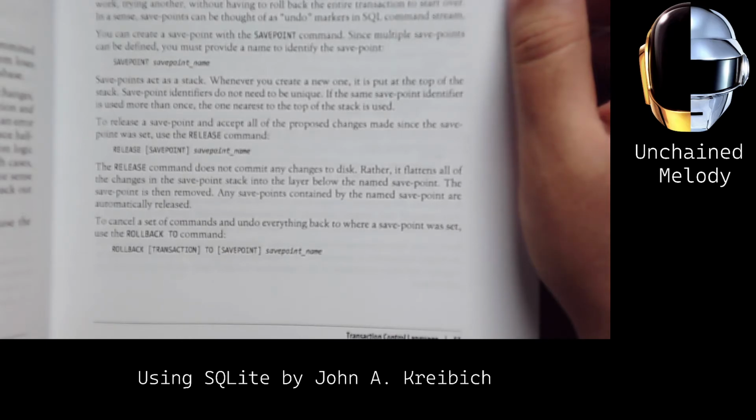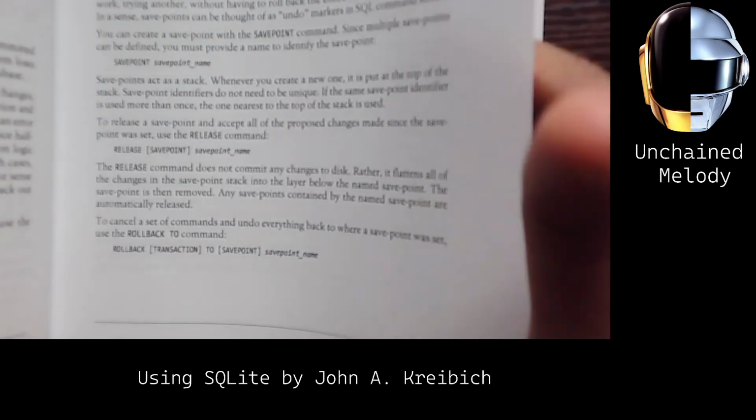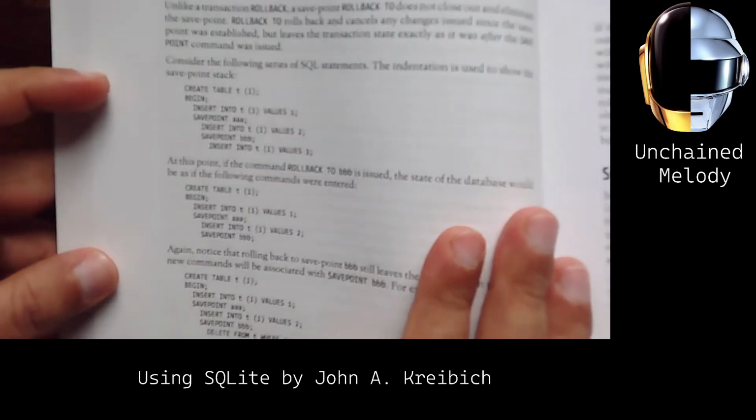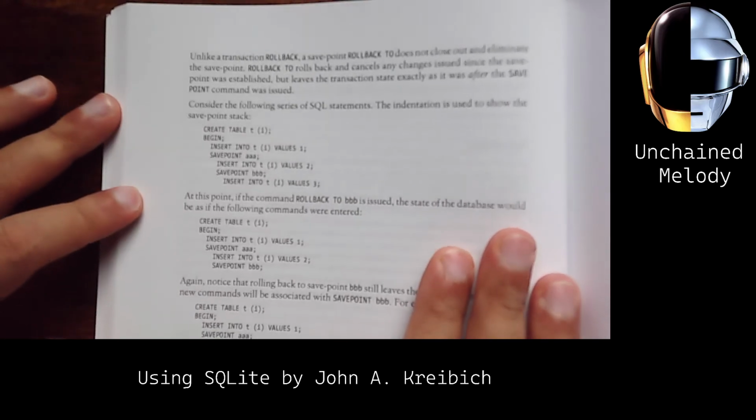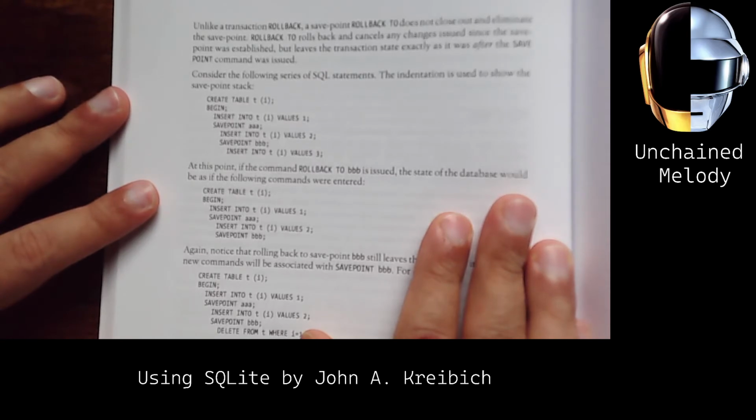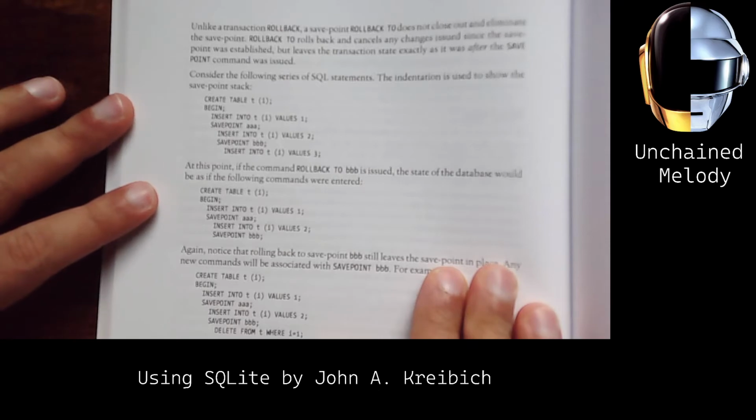To cancel a set of commands and undo everything back to where a save point was set, use the rollback to command. Unlike a transaction rollback, a save point rollback to does not close out and eliminate a save point. Rollback to rolls back and cancels any changes issued since the save point was established, but leaves the transaction state exactly as it was after the save point command was issued.